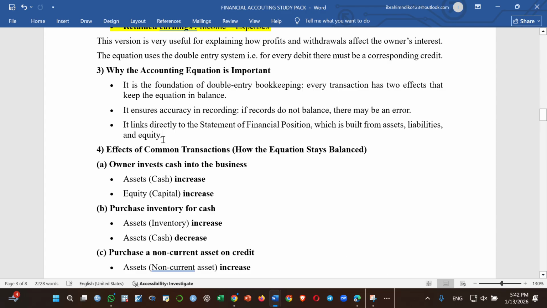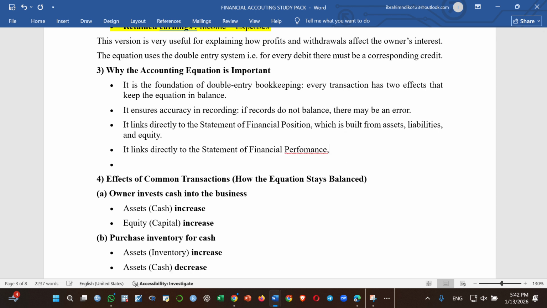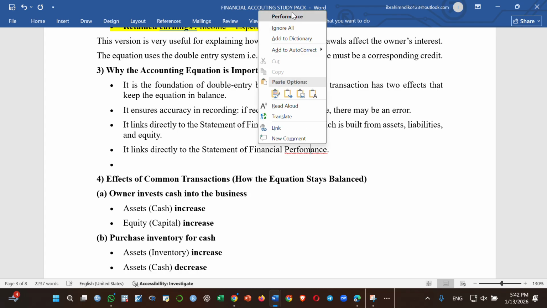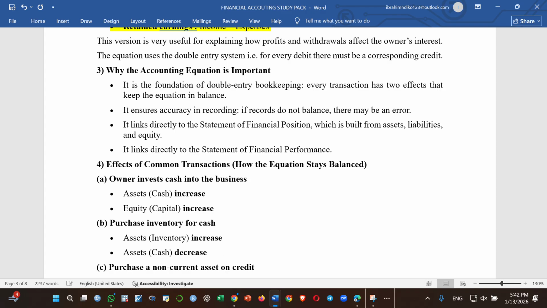You can also add that it also links directly to the statement of financial performance. That one is correct. Up to that point is fine. So it links directly to the statement of financial performance. That one is fine.